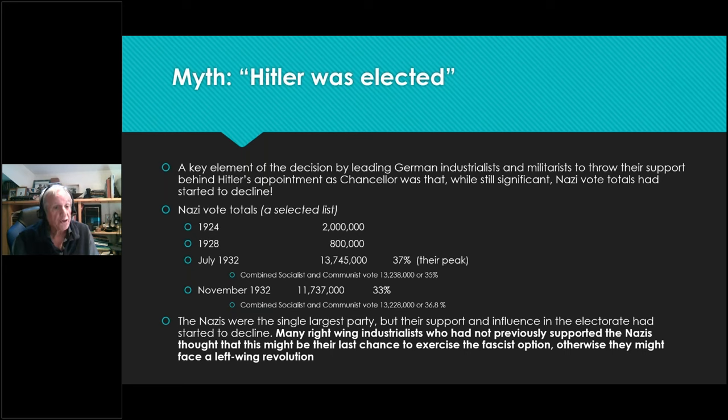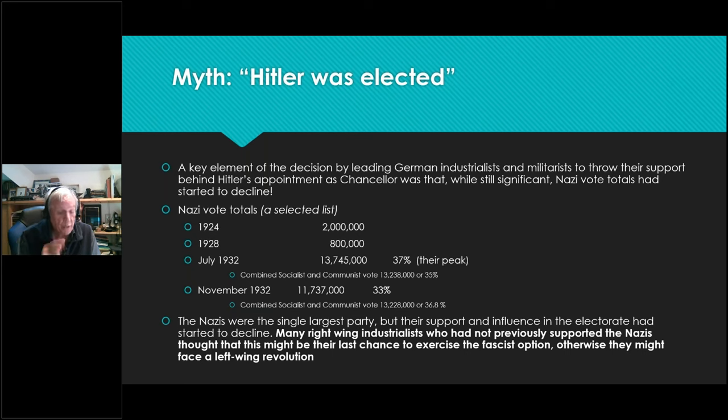So the trajectory of those vote totals played a key role in why those German industrialists and militarists who previously had scorned the Nazis, or at least not supported them, decided to throw their weight behind the appointment of Hitler as chancellor. They thought that would be their last chance to exercise the fascist option. Otherwise, they might face a left-wing revolution or a left-wing electoral victory that would lead to policies not in their favor.